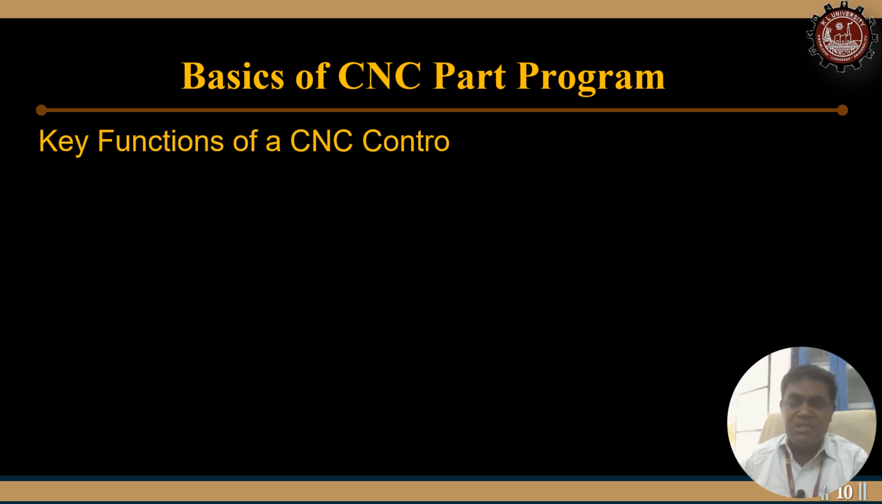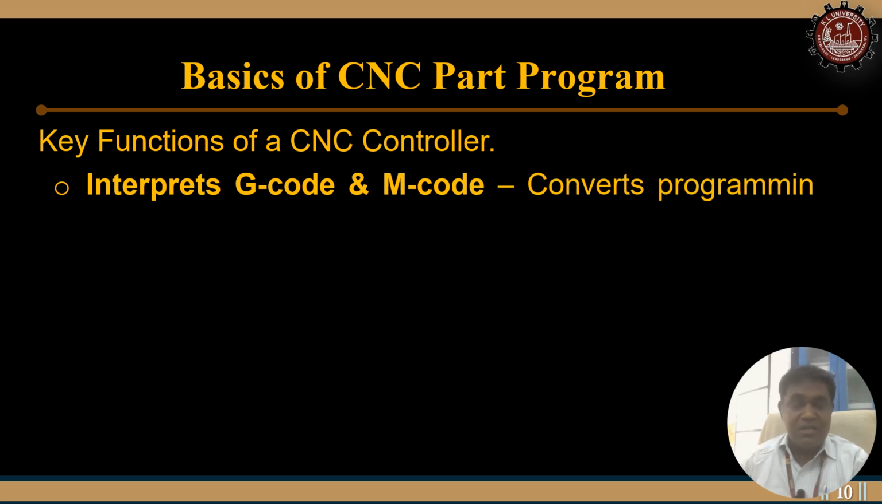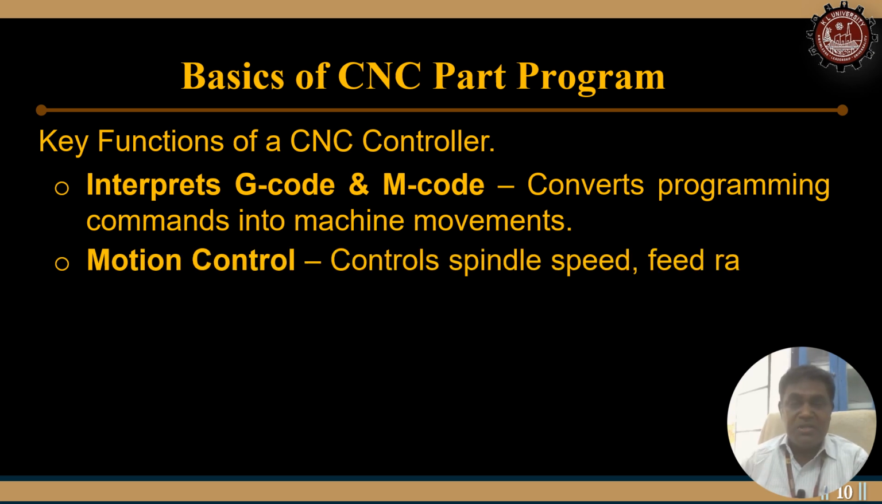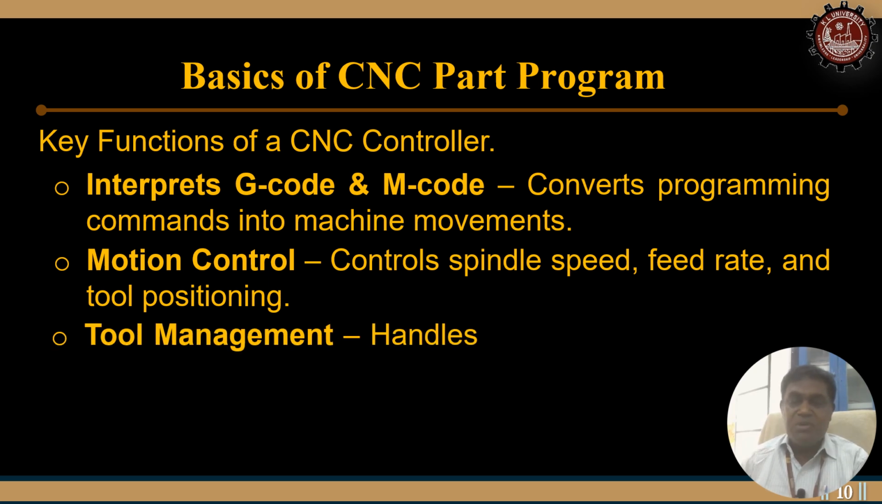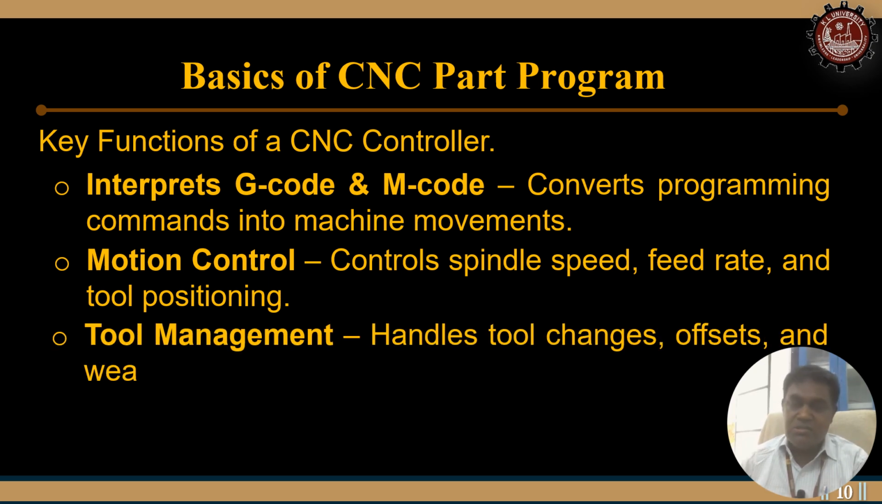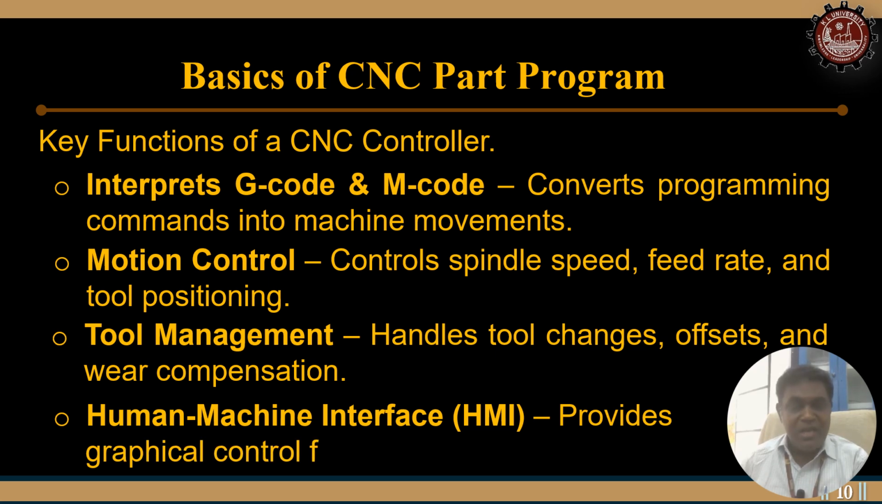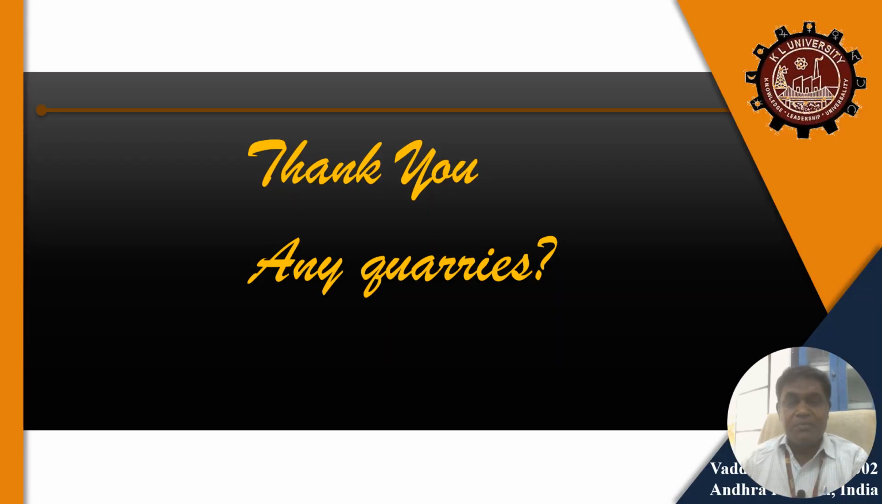What are the key functions of a CNC controller? It interprets G codes and M codes, converts the programming commands into machine movements, and motion control controls spindle speed, feed rate, and tool positions. Tool management handles tool changes, offsets, and wear compensations. The Human Machine Interface, that is HMI, provides graphical control for operator interactions. So these are the few basics of CNC part programming.